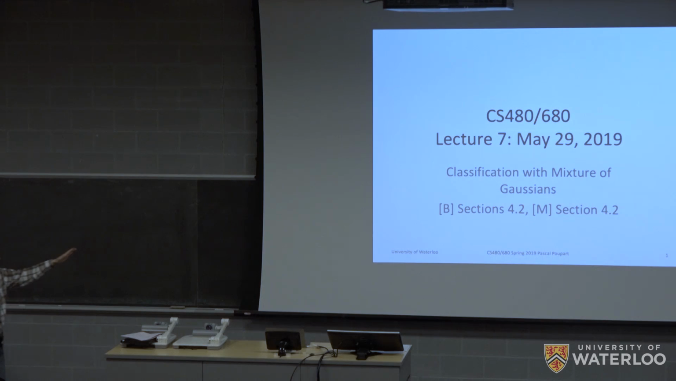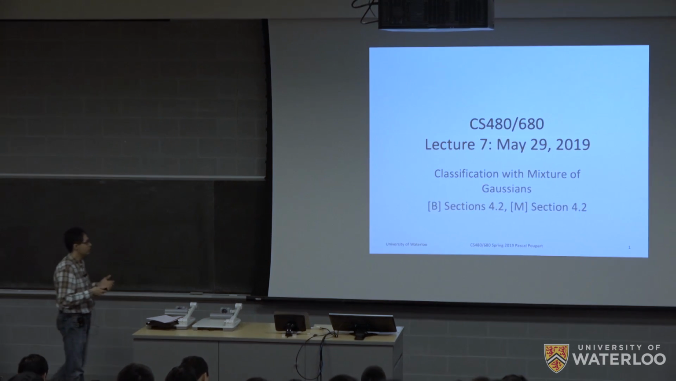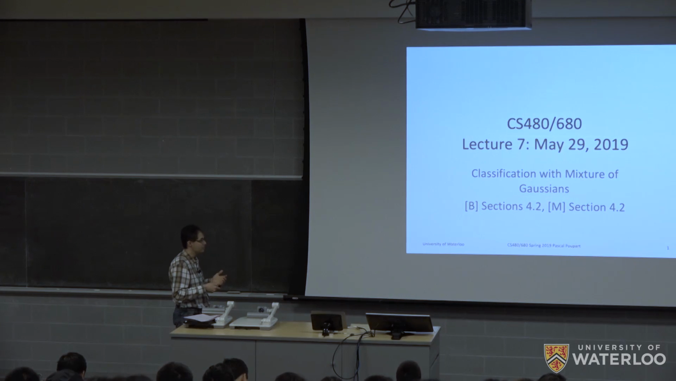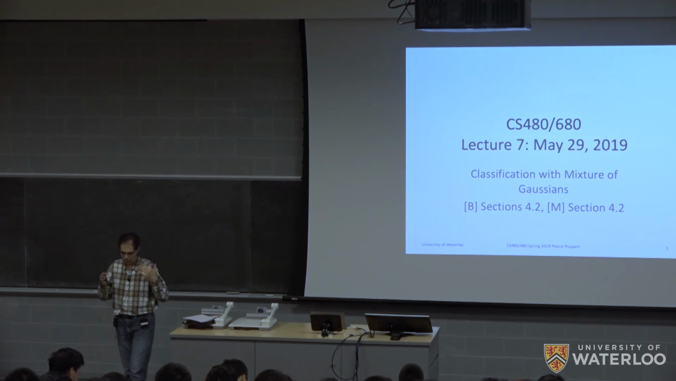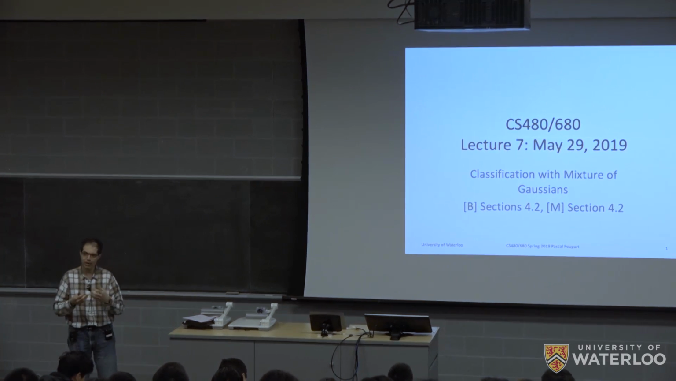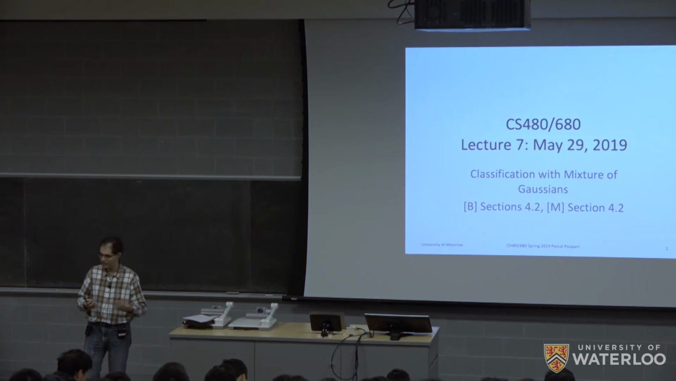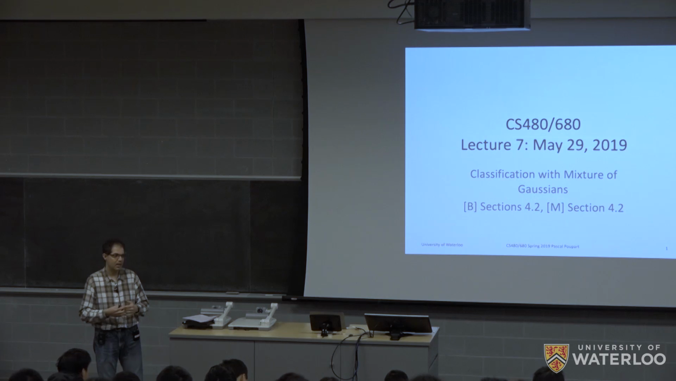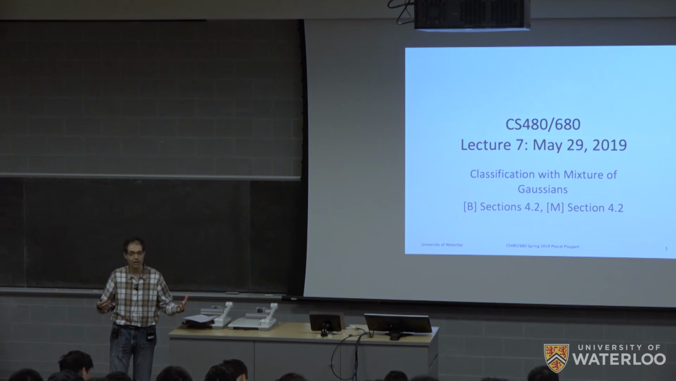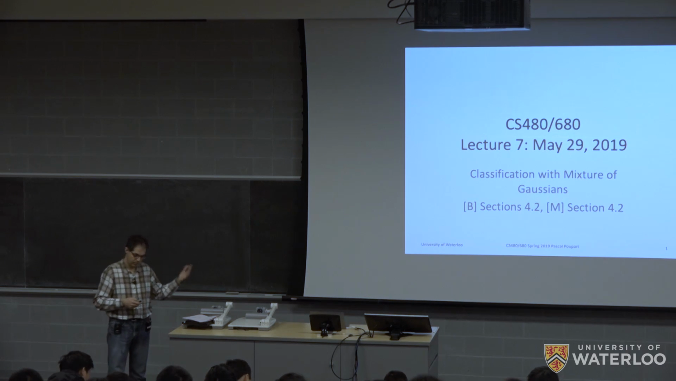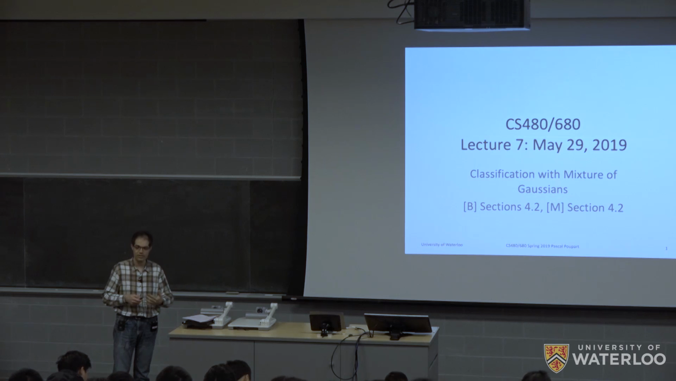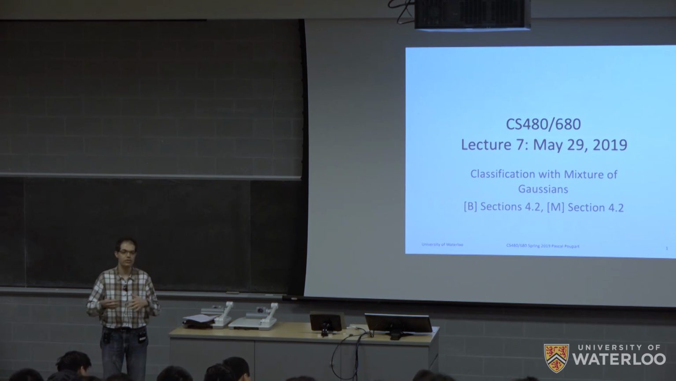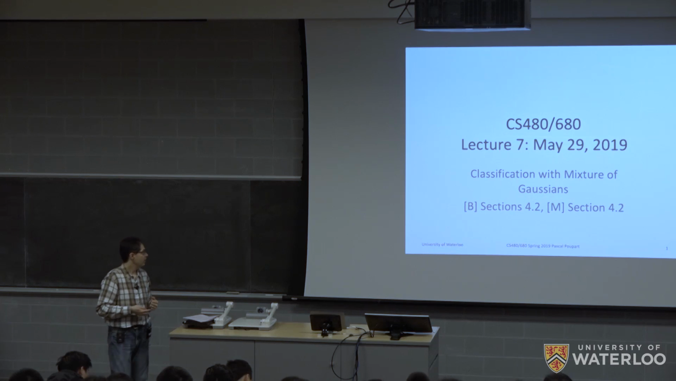Okay, so as I mentioned, today's lecture is going to be about classification, and in this case using mixtures of Gaussians. So we've seen already one model, k-nearest neighbor for classification, simplest model possible. Now we're seeing a statistical model which is based on mixtures of Gaussians, and in fact this model is in the family of what are known as generative models.